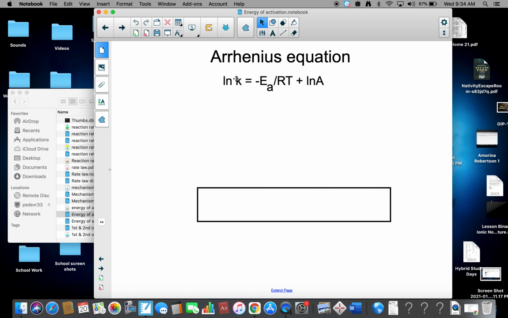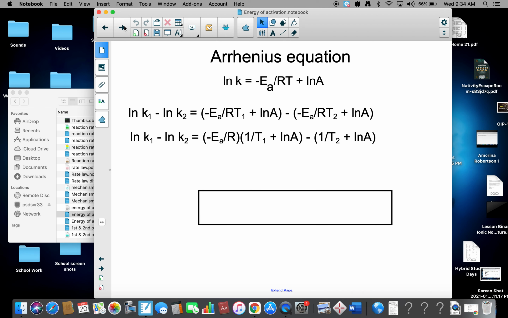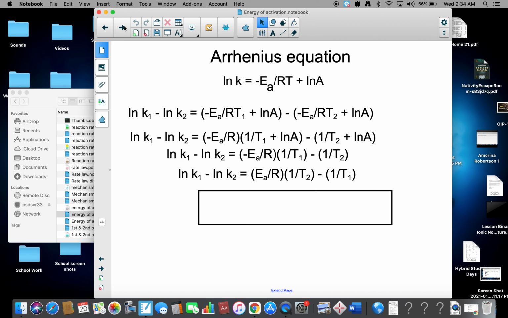The problem we have is the number of collisions is difficult to measure sometimes, so there had to be a way of getting rid of it. So what Arrhenius decided to do was subtract two different reaction rates at two different temperatures. When he did that, he found that he could divide out negative E sub A over R, and then because of that, both of the ln of A's will subtract away. He didn't like the negative E sub A though, so he flipped it.